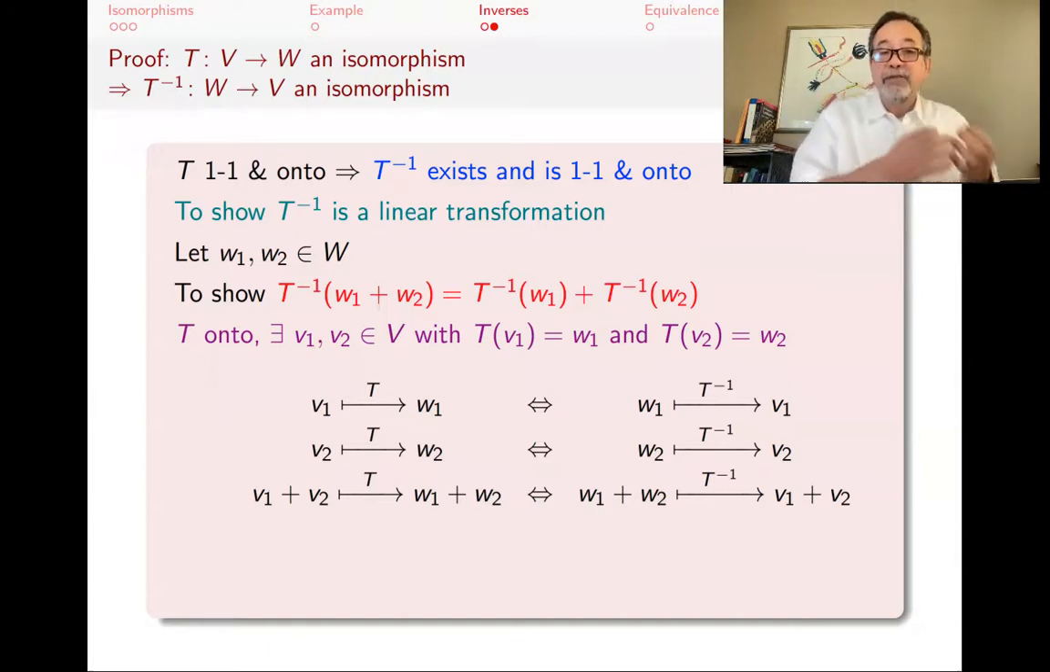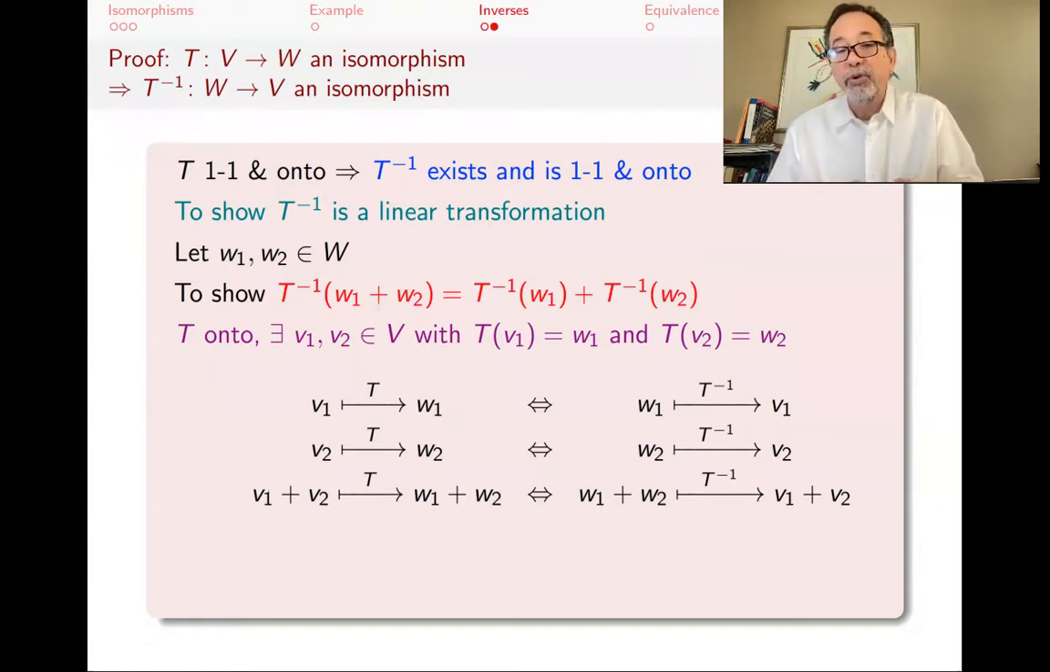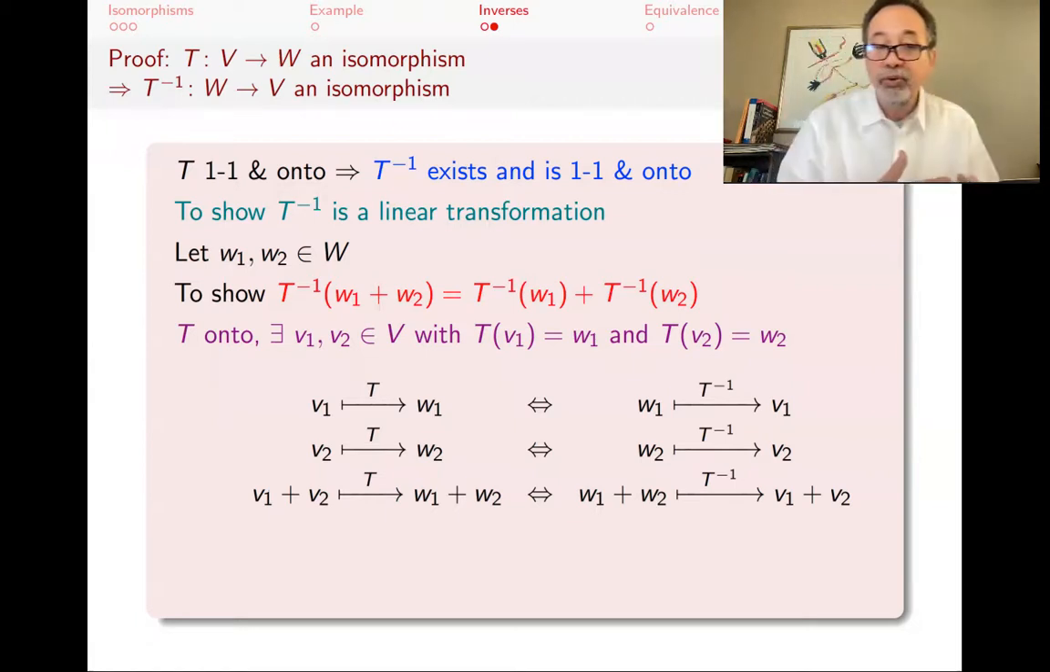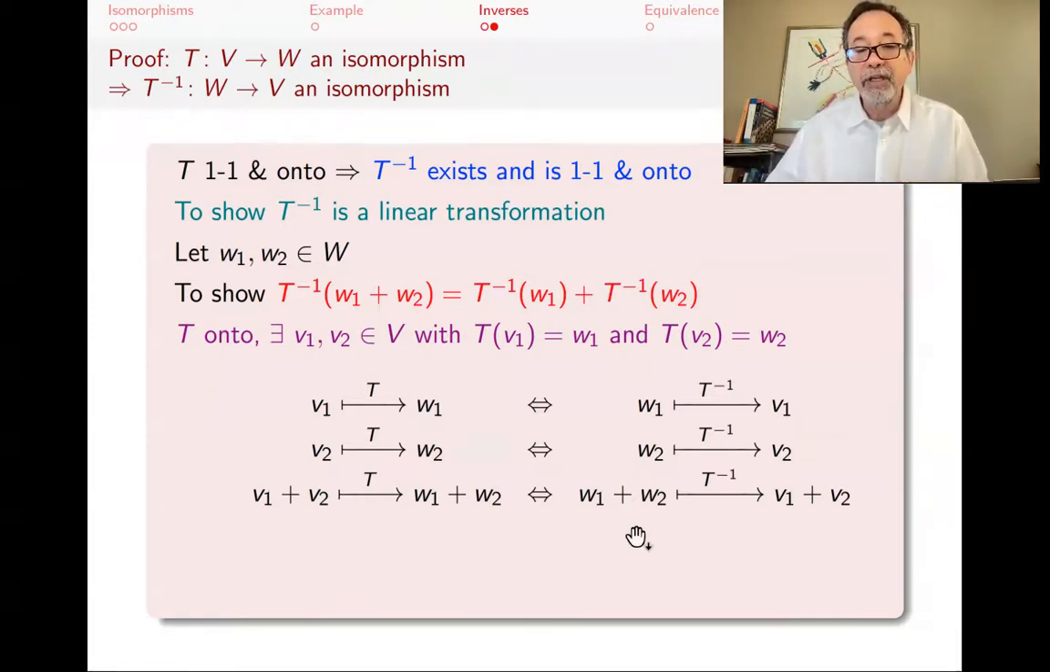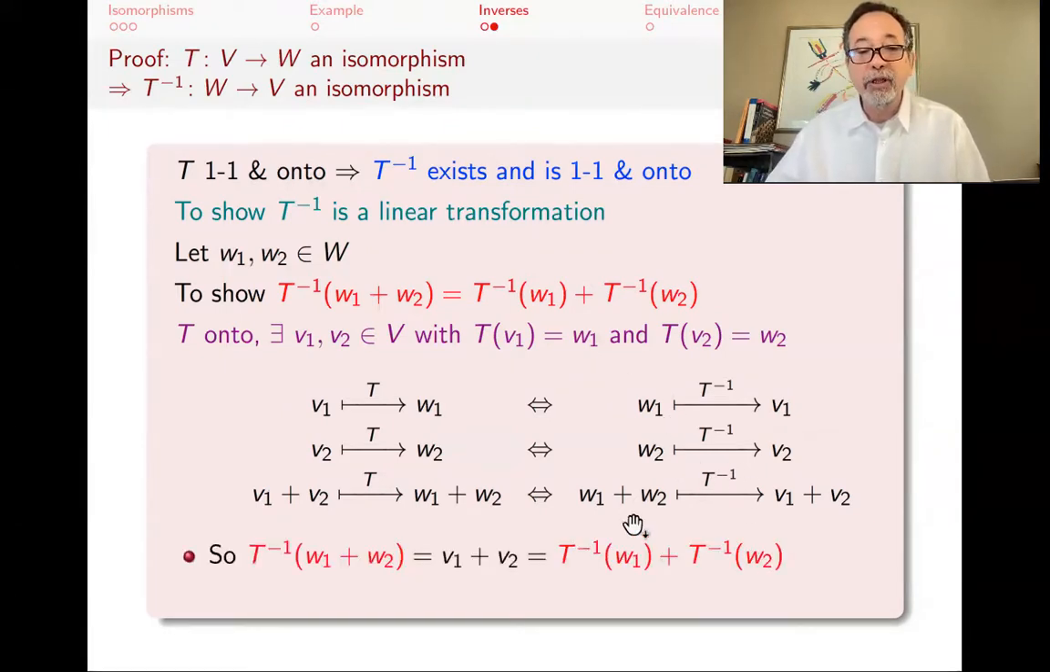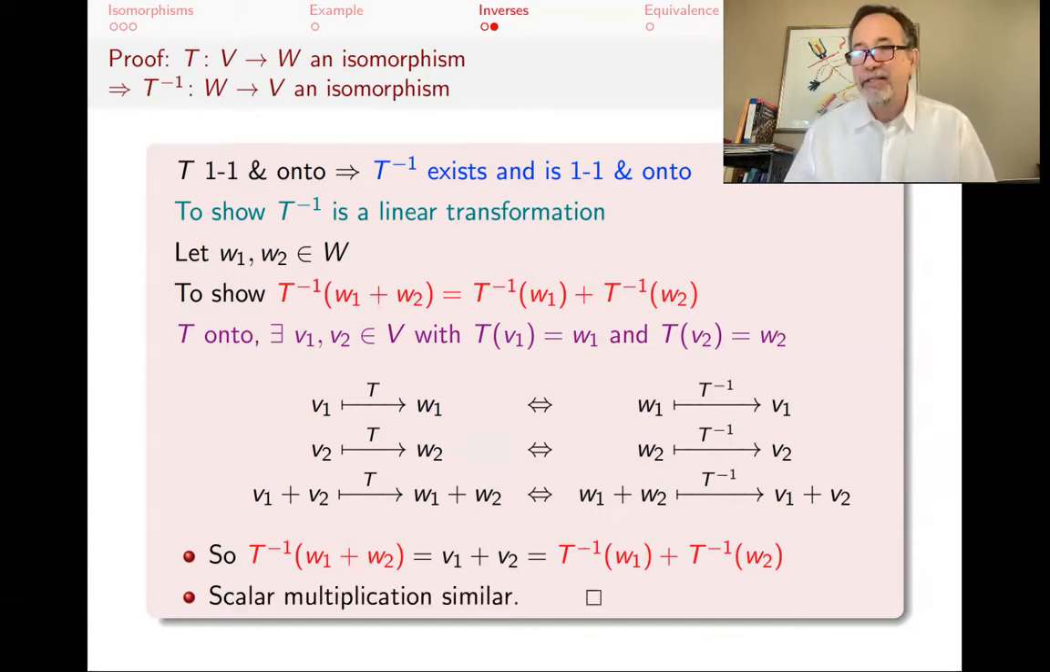But if T sends V1 plus V2 to W1 plus W2, then T inverse, which is the undoing of T, must send W1 plus W2 back to where it came from, which was V1 plus V2. But if you read what this last sentence says, it says that T inverse of W1 plus W2 is V1 plus V2, but V1 was T inverse of W1 and V2 was T inverse of W2. And therefore I proved that T inverse of W1 plus W2 is T inverse of W1 plus T inverse of W2. And scalar multiplication is similar, and this proof is done.